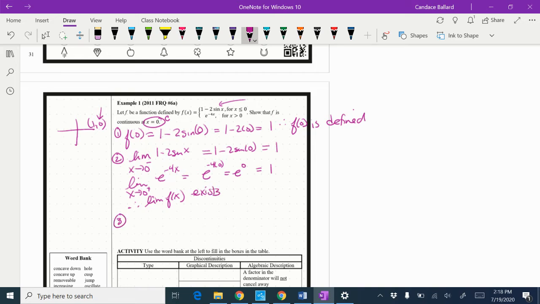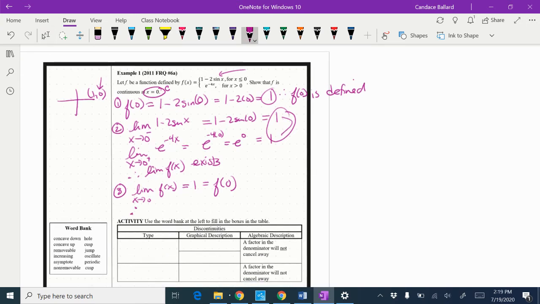And then step 3 is to show that the limit does in fact equal the value at the point, and we've already shown that because this would be the limit and this would be the value at the point, but we need to actually state it and write it down to get your full point. So the limit as x approaches 0 of f of x equals 1, which equals f of 0. That's a fancy math sentence way of writing that. And then I would probably conclude, therefore, f of x is continuous at x equals 0.